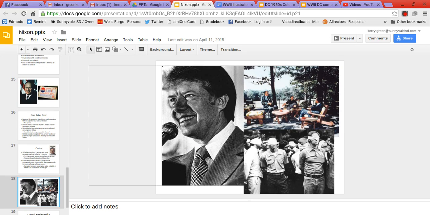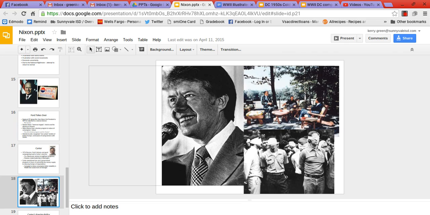So Carter, for all that, he's not really a bad guy. He just doesn't provide good leadership. His economic policies are not the right policies for the time. Very Hoover-esque, and he's the wrong guy for the time.